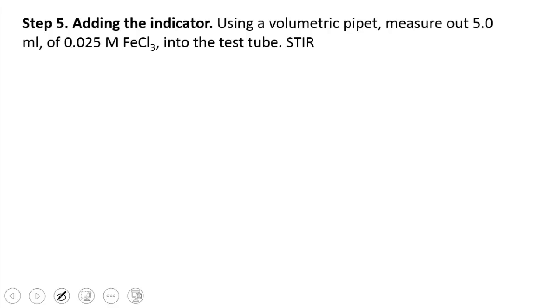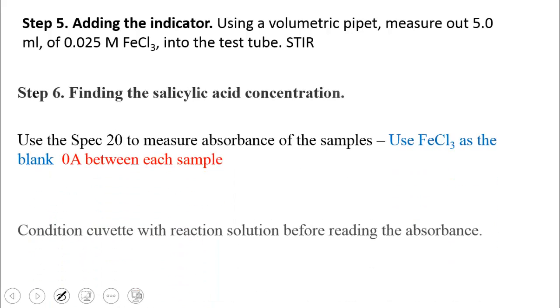Now in test tube number 1, once it's cooled into the ice bath, we can add indicators. So we'll use a 5 ml volumetric pipette, and add in our iron chloride and of course stir that. And of course we know that this should turn purple. Now, we will be using the spec 20. Please use the iron chloride as a blank, and as with last term, please make sure that you set 0 absorbance between each sample, okay, before moving on. So between test tubes 1, 2, and 3, make sure you're re-zeroing the machine.